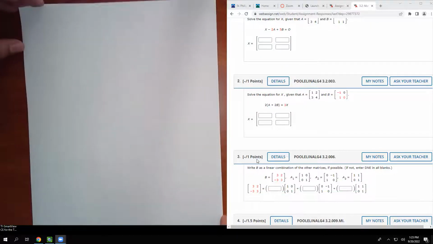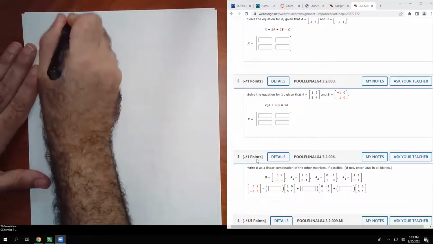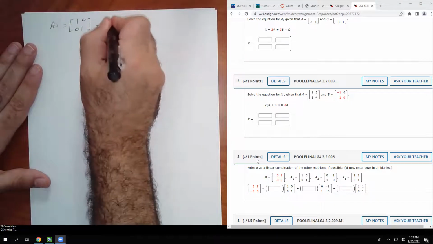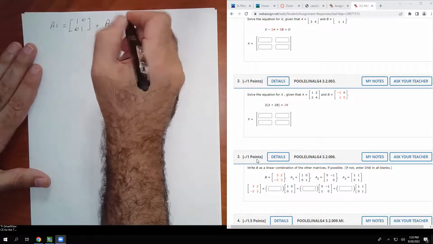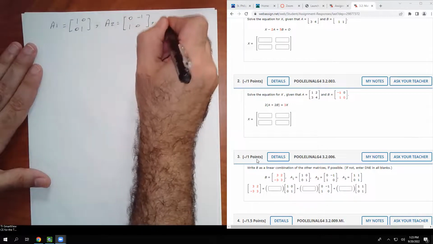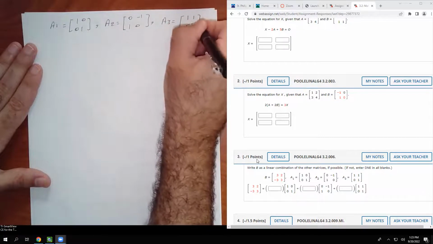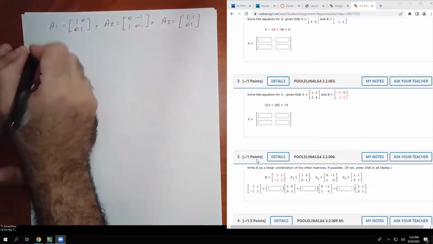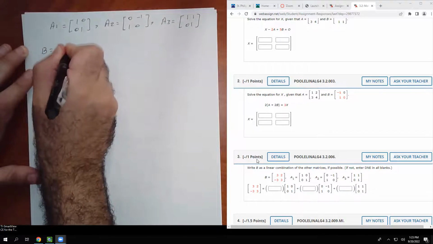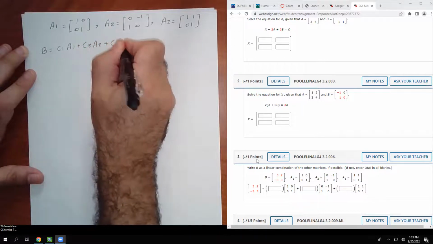The matrix A1 is 1, 0, 0, 1. And A2 is 0, -1, 1, 0. And A3 is 1, 1, 0, 1. We need to write down B as a linear combination. So matrix B equals C1 A1 plus C2 A2 plus C3 A3.